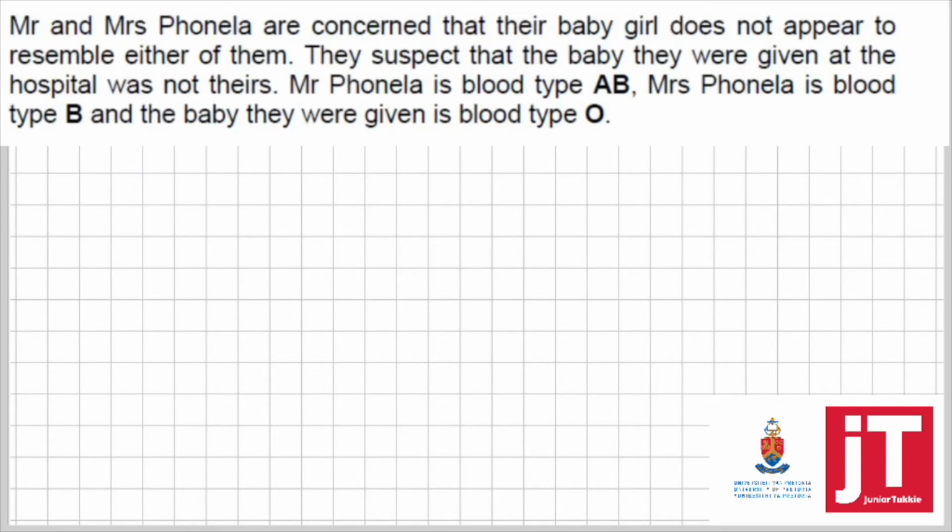Here's a nice example for us to analyze. We have a Mr. and Mrs. Fenella, and they're concerned that their baby girl doesn't appear to resemble either of them. They suspect that the baby they were given at the hospital was not theirs. Mr. Fenella is blood group type AB, and Mrs. Fenella is blood group type B. So these are their phenotypic expressions of the possible genotypes that they carry. The baby that they were given is blood type O. Now analyze this for a second before we continue.